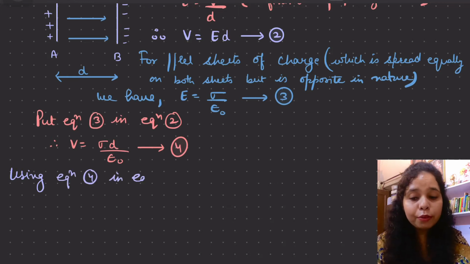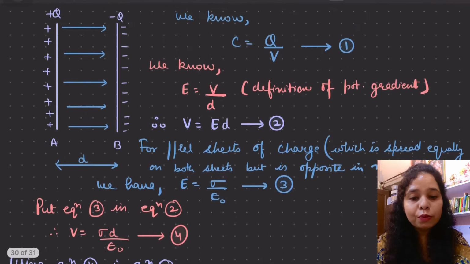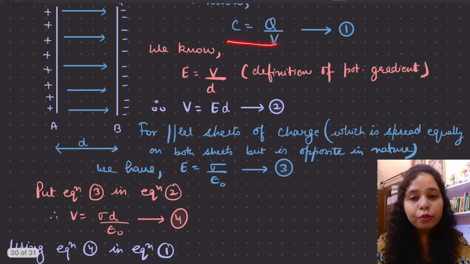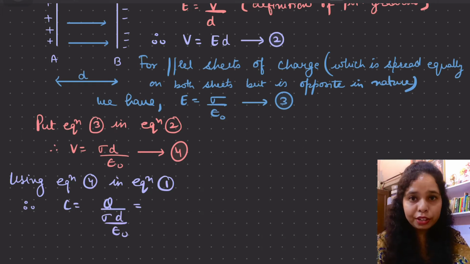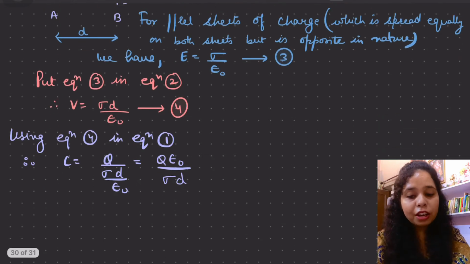So using equation 4 in equation 1. What was equation 1? C is equal to Q upon V. We cannot change Q, but we can substitute the value of V. Therefore, C is equal to Q upon sigma d divided by epsilon naught, and rearranging it we get Q epsilon naught upon sigma d, where sigma represents the surface charge density.